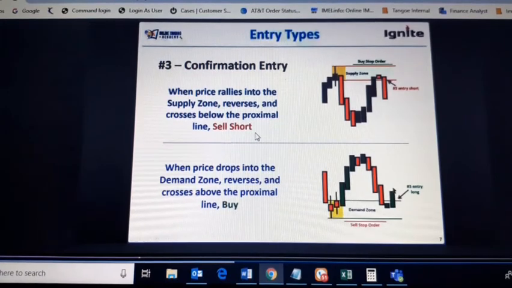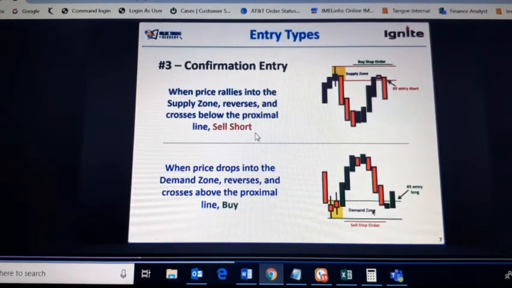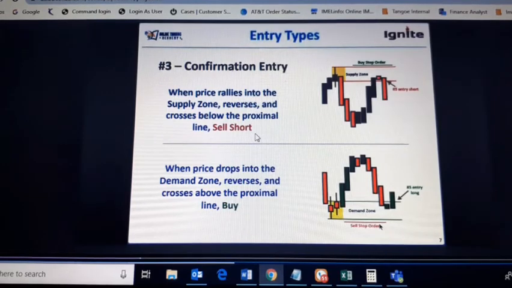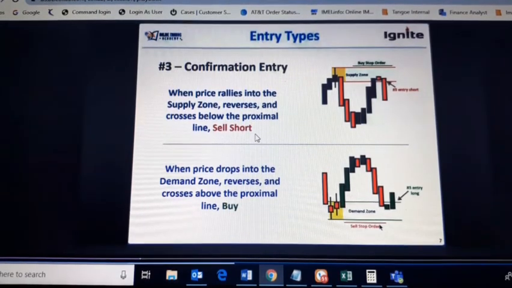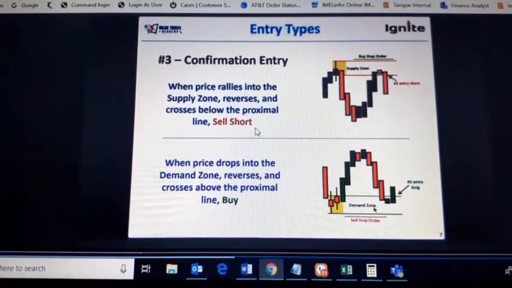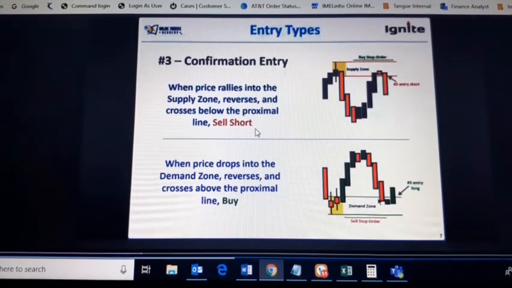The second advantage here: you can see that if you take a proximal entry, you are filled over here. And if the price doesn't close inside the zone, comes down and hits your stop loss order, you are out of the trade. You have taken a loss. But if you are waiting for confirmation, waiting for the candle to close inside the zone, before the candle closes inside the zone you are not taking a trade. So you are safe in such a scenario.